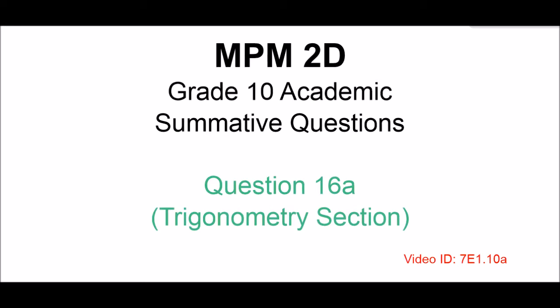This video is for grade 10 students who are working on the year-end summative. From the summative, this is question 16a, and it's from the trigonometry section. The question says, solve each triangle and round your answers to the nearest tenth of a unit. So 16a gives us information about a triangle called JKL.